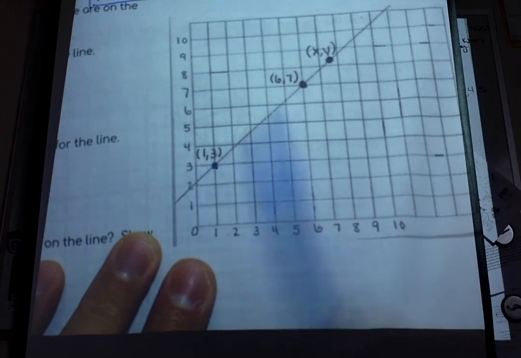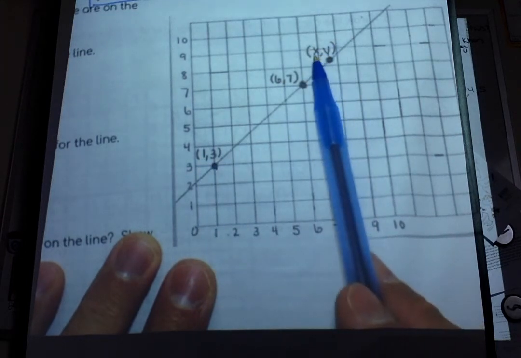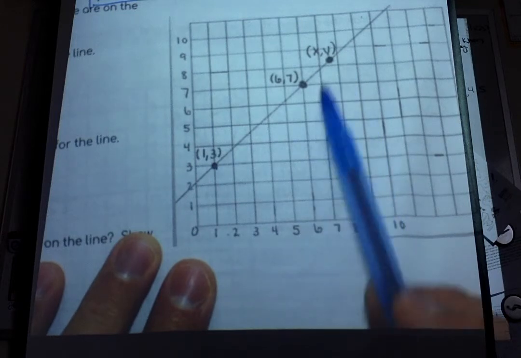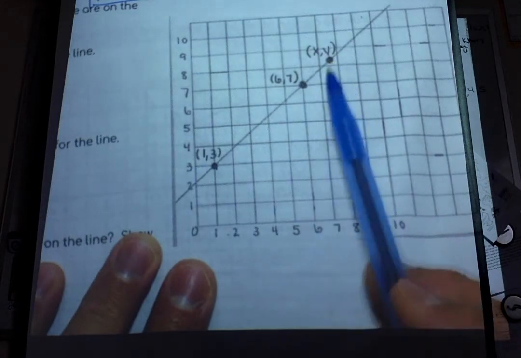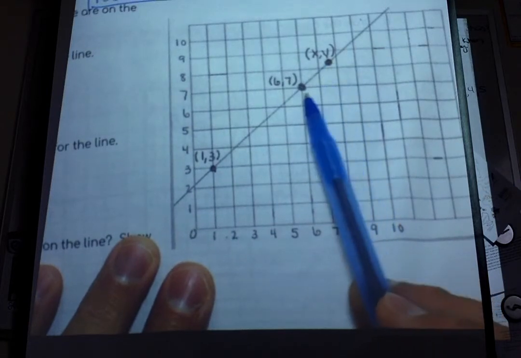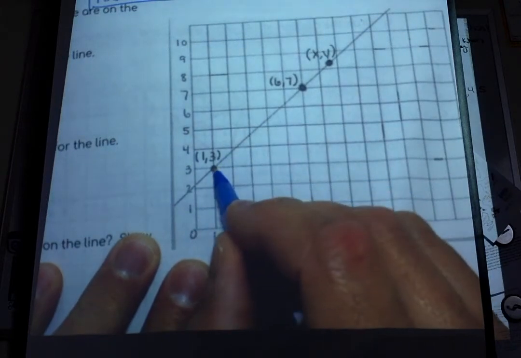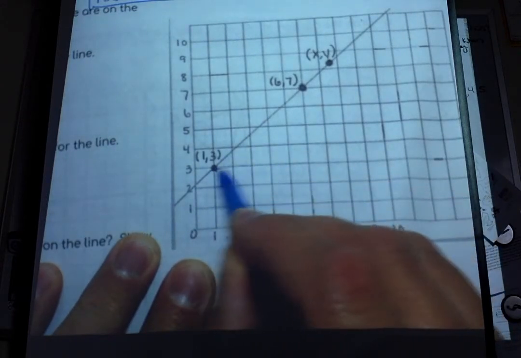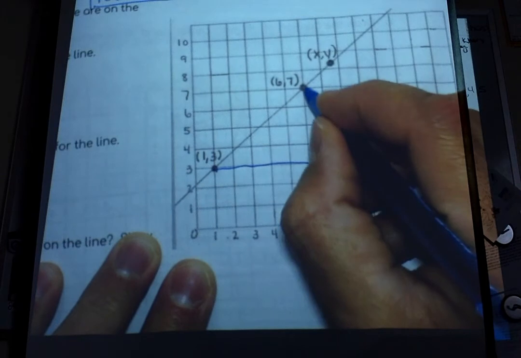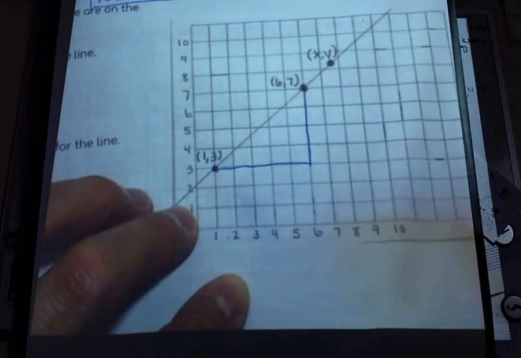We have an x and a y, x and a y. This one's not going to help us right now because we need to know numbers. We can kind of guess, but we won't know exactly because it's not at an intersection point. So we're going to pick the ones at an intersection point, and I'm just going to make my slope triangle, from here down to here. Letter A says find the slope of the line, so that's the first thing we're going to do.